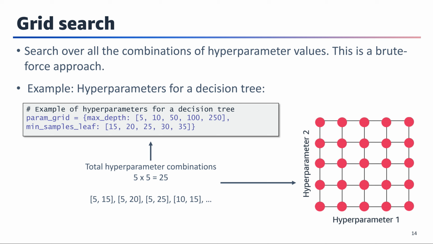The total number of hyperparameter combinations is calculated as the product of the number of values for each hyperparameter, which in this case is 5 times 5 equals 25. The slide shows a few examples of these combinations, such as 5, 15; 5, 20; 5, 25; 10, 15; and so on. The grid search approach is visualized using a grid-like structure, where each node represents a specific hyperparameter combination. The model is trained and evaluated for each combination, and the configuration that yields the best performance metric is selected as the optimal set of hyperparameters.